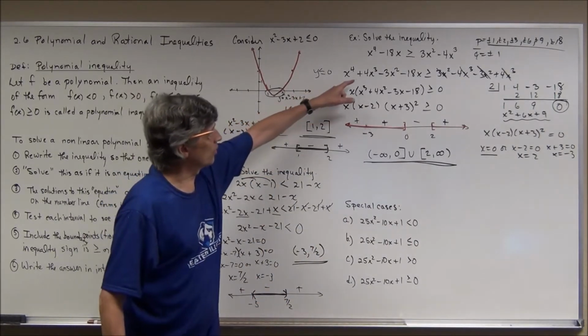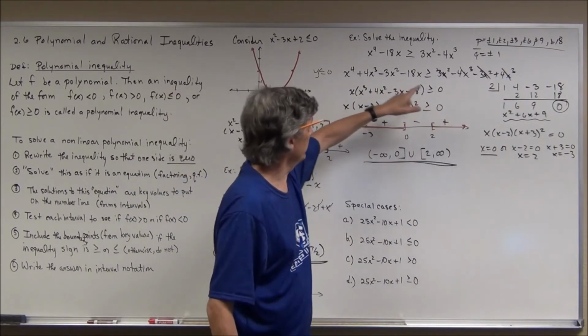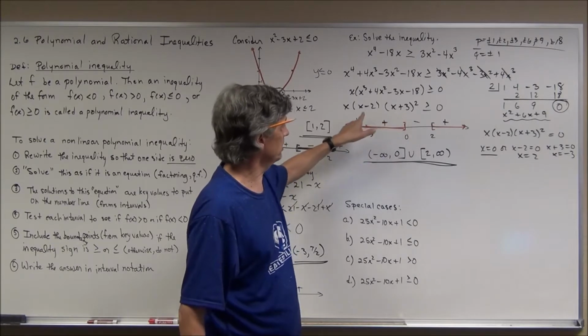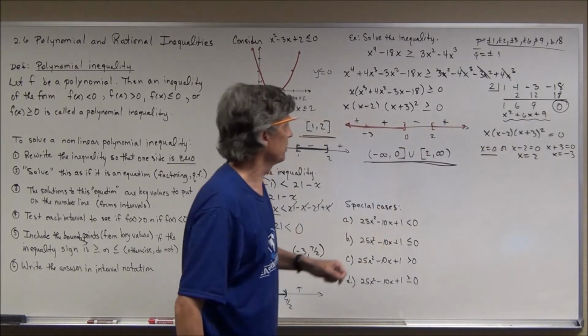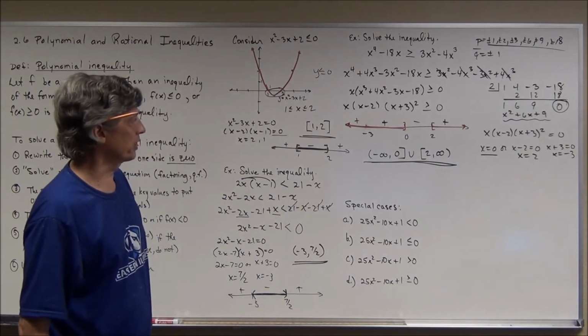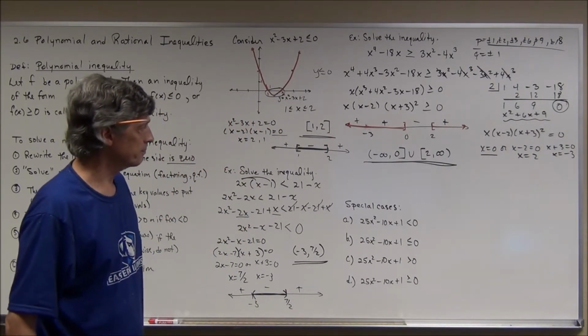Now, this one took a lot of work. I had to use the rational root theorem to help break this down, but I wanted to get this into factors to find my key values as if I solved it as an equation. And then once I had those key values, I can test the intervals on the number line.